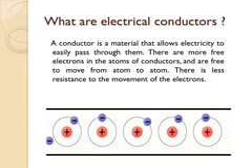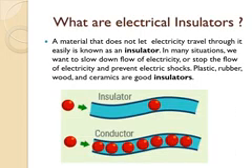Now going to the next question, that is, what are electrical insulators? A material that does not let electricity travel through it easily is known as an insulator. In many situations we want to slow down the flow of electricity or stop the flow of electricity and prevent electric shocks. Plastic, rubber, wood and ceramics are insulators.